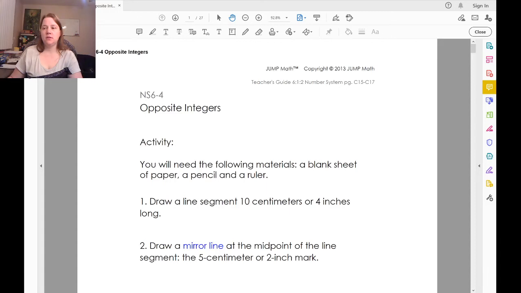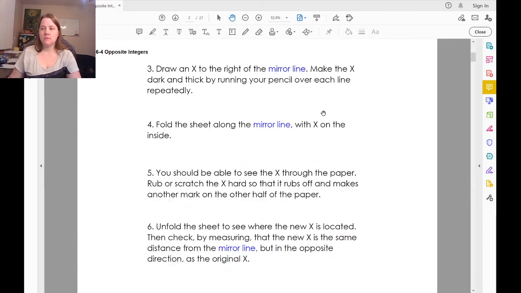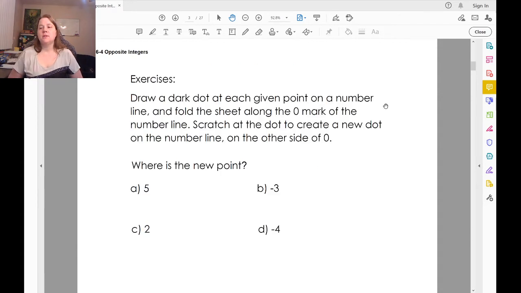This video is going to talk about opposite integers. So let's say, we're going to ignore these directions up here. We're going to do our own directions. Let's say that we are both standing at point 0 on a number line.